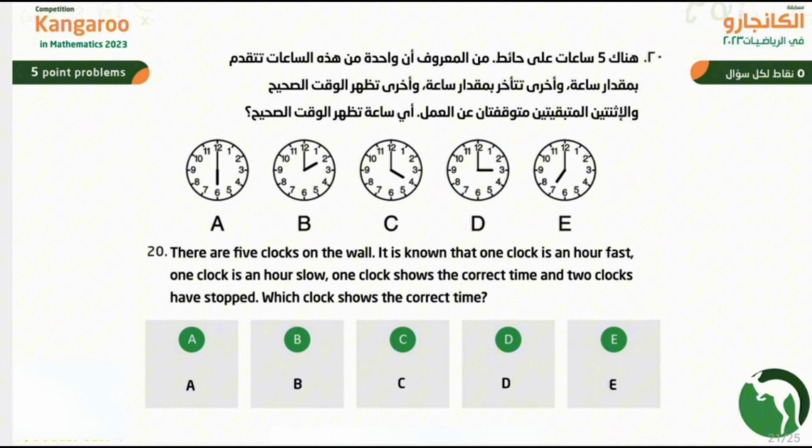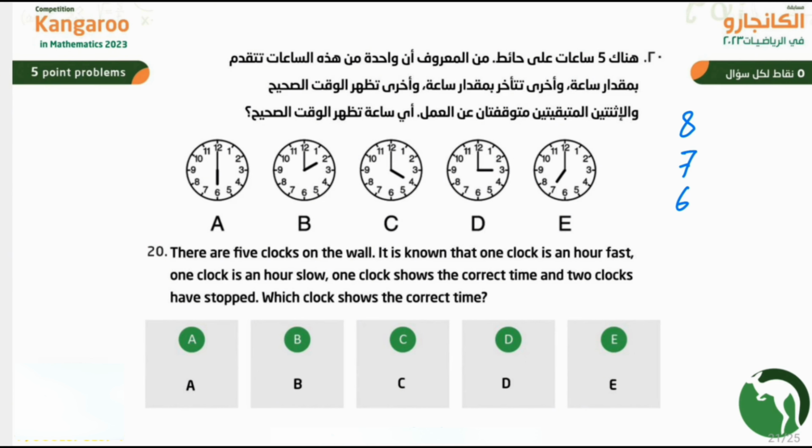Okay, now in question number 20, there are 5 clocks on the wall. It is known that one clock is an hour fast, one clock is an hour slow, and one clock shows the correct time, and 2 clocks have stopped. Which clock shows the correct time? So we have one fast, one slow, and one showing the correct time, so we will have 3 consecutive numbers.